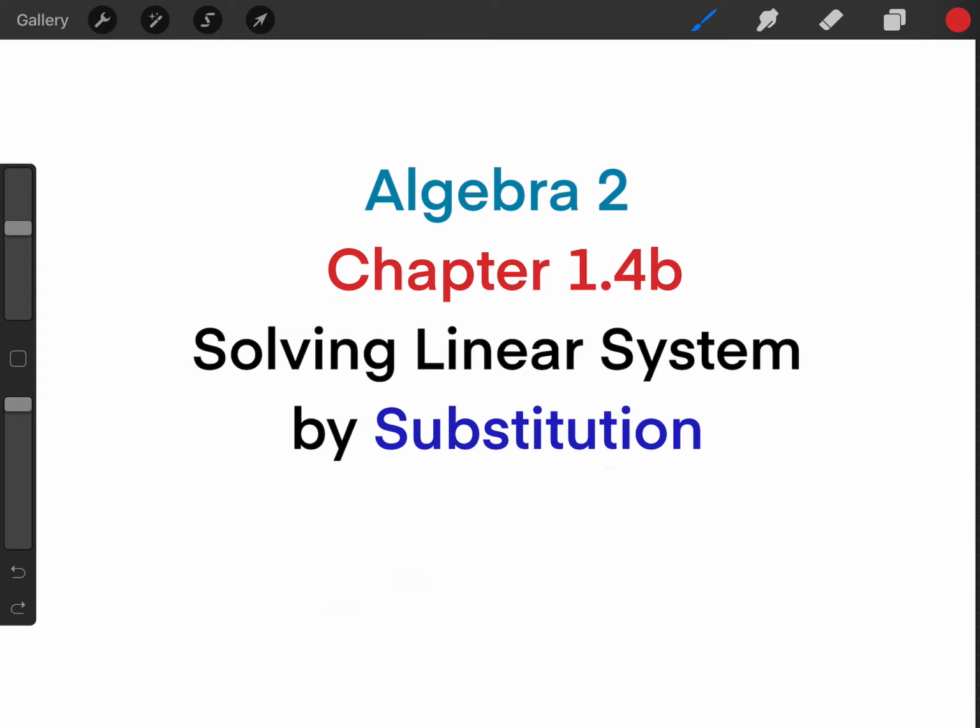Hi, this is Algebra 2. So the second part of chapter 1.4. This time we're going to be solving the linear system by the second method, called substitution. Okay, I want to say this one is easier, but just different.